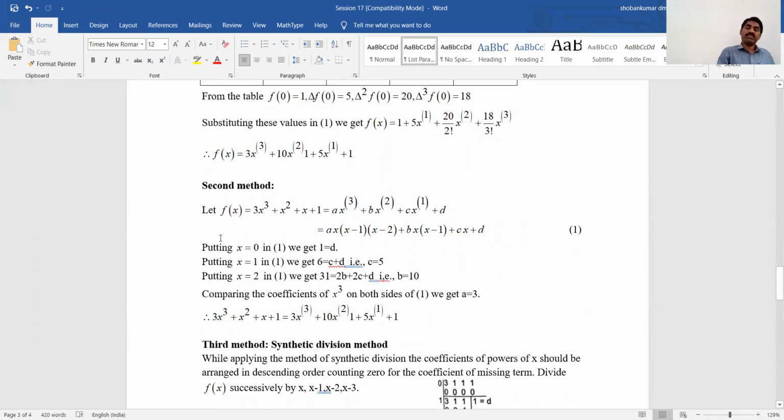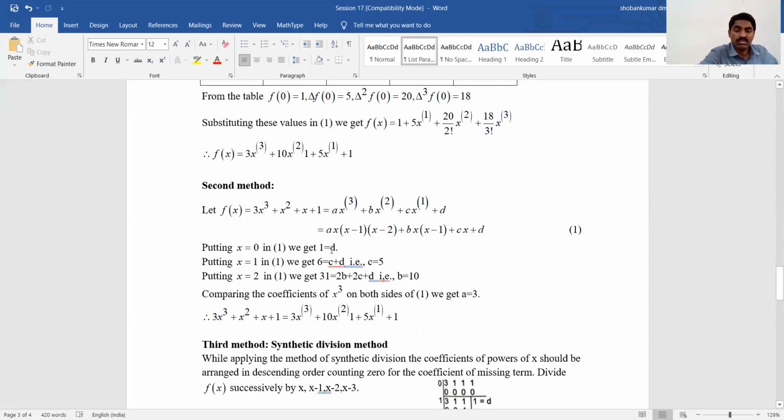We can express it in factorial notation, which should be equivalent to ax to the power 3 plus bx to the power 2 plus cx to the power 1 plus d. Now already we know that x to the power 3 can be written as x into x minus 1 into x minus 2. x to the power 2 is x into x minus 1. And x to the power 1 is x itself, plus d as it is. Now put x is equal to 0.